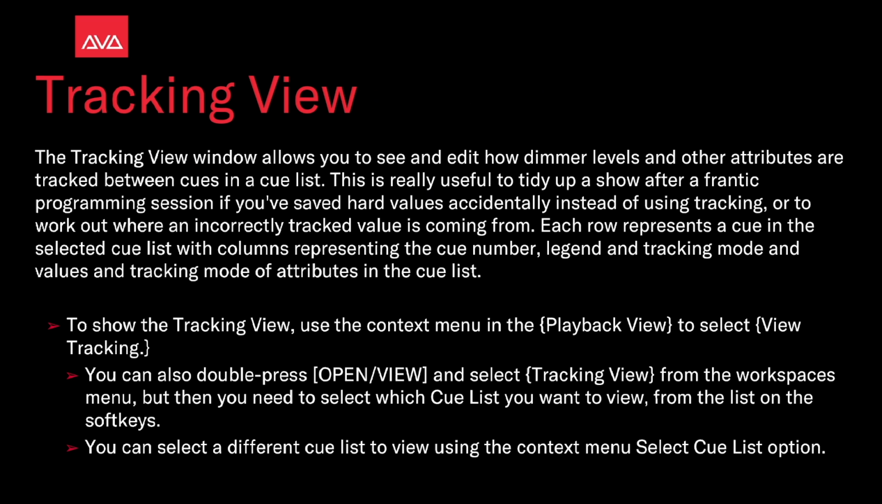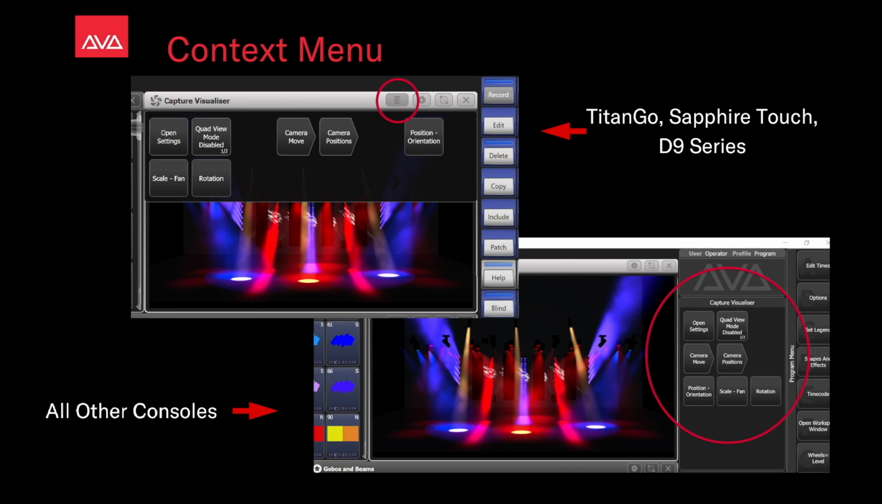To show the tracking view, use the context menu in the playback view to select View Tracking. You can also double tap Open/View and select Tracking View from the Workspaces menu, but then you need to select the queue list you want to view from the list on the soft keys. You can select a different queue list to view using the context menu, select Queue List option. Remember that context menus can be the 4-line button on every window on the Titan Go, Sapphire Touch, and D9s, or on the other consoles, you can also choose it from here to select the soft keys B, C, and D. So let's take a look at that real quick.